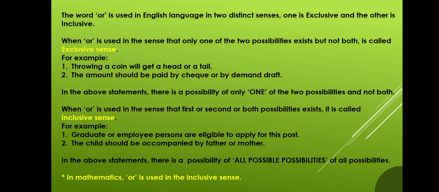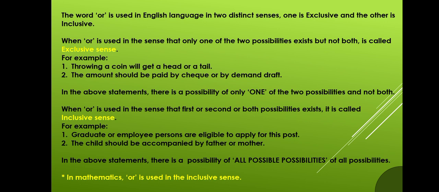The word or is used in English language in two distinct senses. One is exclusive and the other is inclusive. When or is used in the sense that only one of the two possibilities exists but not both, is called exclusive sense. For example, throwing a coin will get a head or a tail. Or, the amount should be paid by check or by demand draft. In the above statements, there is a possibility of only one of the two possibilities and not both.